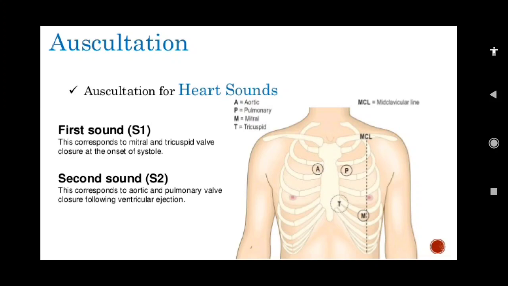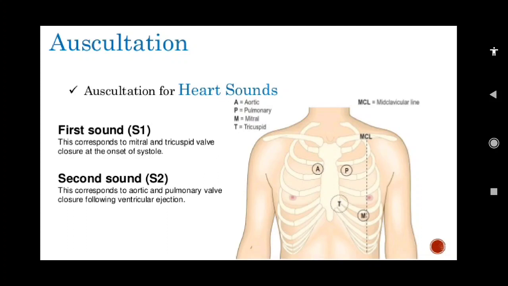First, the mitral area is located near the apex beat. Identify the mid-clavicular line; half an inch medial to the mid-clavicular line is the apex beat, and at that area we can identify the mitral area. At the lower part of the sternum in the left fifth intercostal space we have the tricuspid area. And in the second intercostal space on the right side we have the aortic area, and on the left side the pulmonary area, both near the sternum.